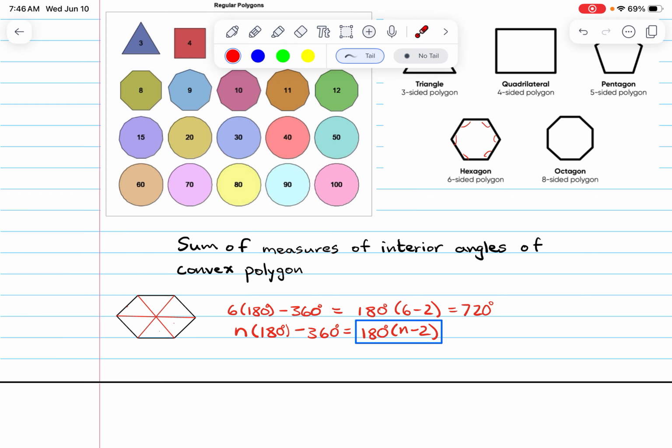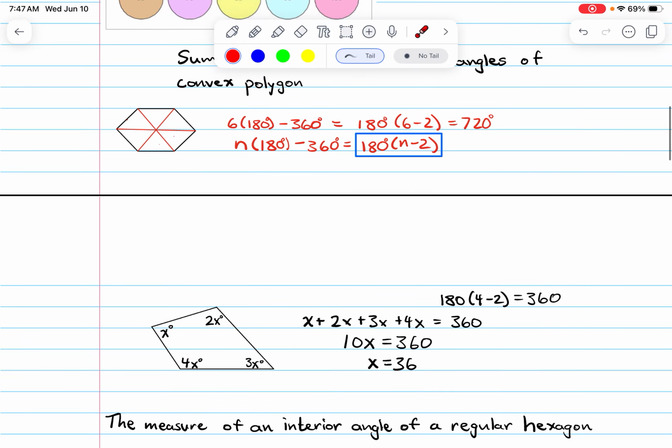So for the hexagon, this 6-sided figure, the sum of the angles is 720. Now, in general, what we're going to do is take 180 times the number of sides minus 2. So for a triangle, that would be 180 times 3 minus 2, which would be 180. If you have a 4-sided figure, you would take 180 times 4 minus 2, and you would get 2 times 180. But that's how we use that formula.